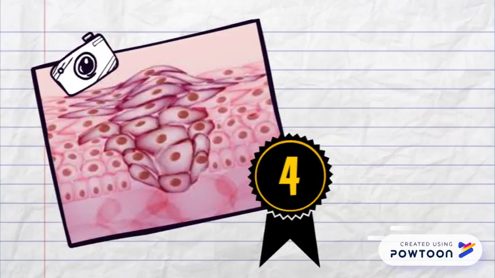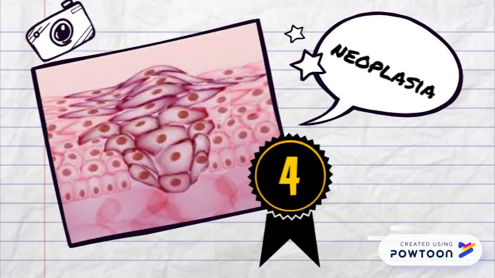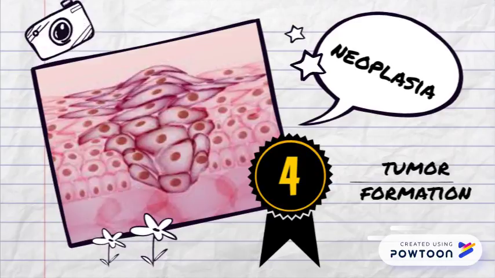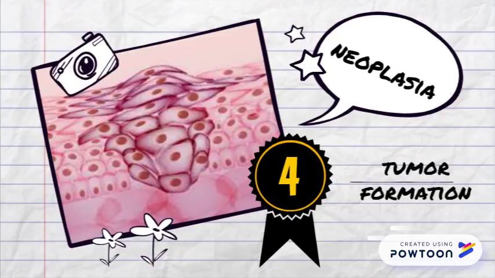And the last is neoplasia. Neoplasia is a type of abnormal and excessive growth of tissue. This abnormal growth usually forms a mass, which is called a tumor.